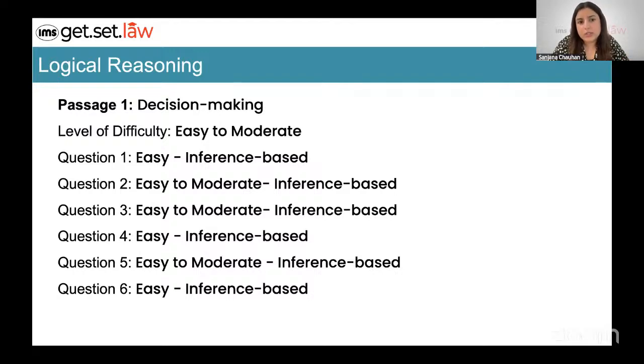So overall, this was an easy to moderate passage. I do have a feeling that a couple of you might have actually scored full marks in this passage because I think that's possible. But with respect to this passage, on average, if you're able to solve four questions correctly, that's okay. But make sure you analyze the solutions properly so that you can use the same learnings in the other decision making passages, should they be asked in the mocks.